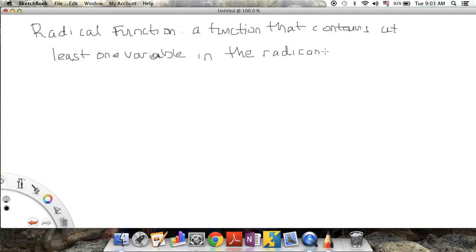Now, it helps if we remember what that means. Okay, this is a radical, square root. You can also have a cube root, or a fourth root, or a fifth root, and so on and so forth. And if you have a variable in there, any one of these would be radical functions.